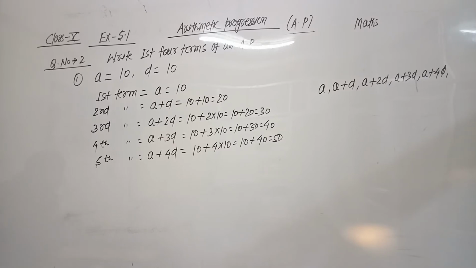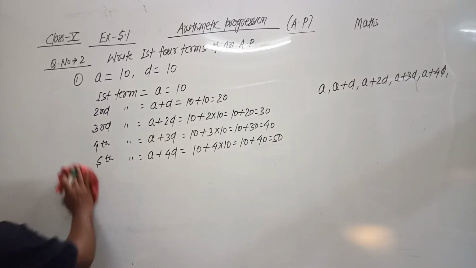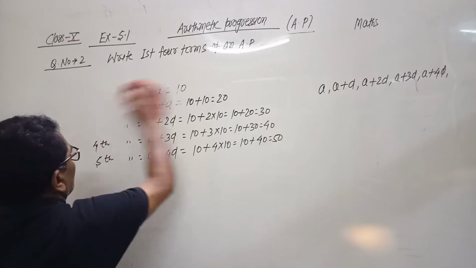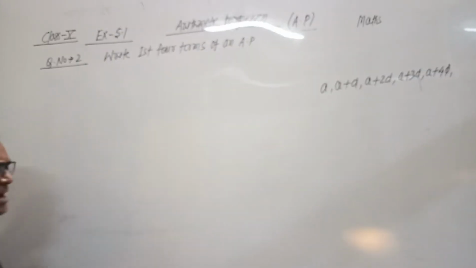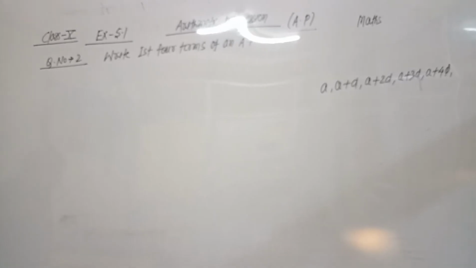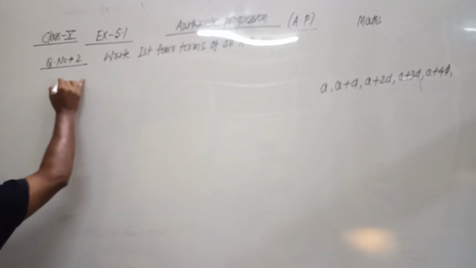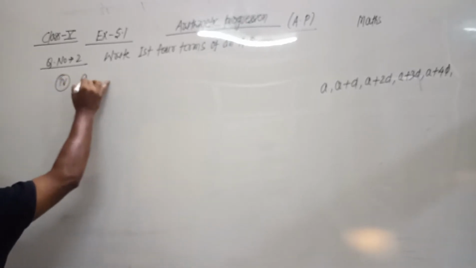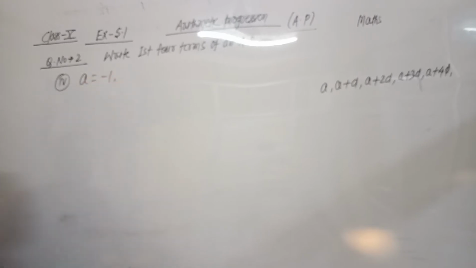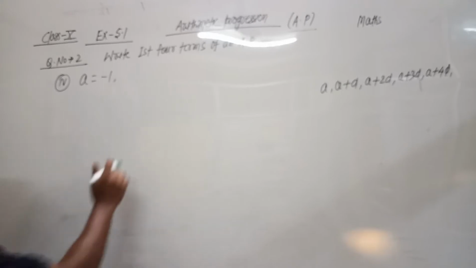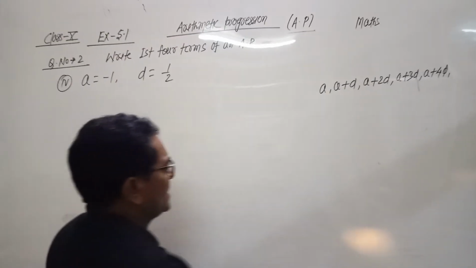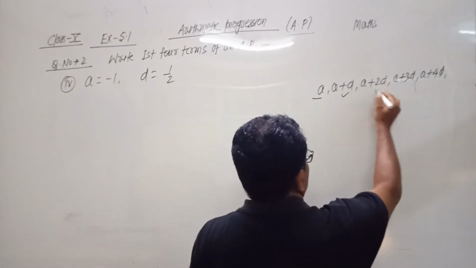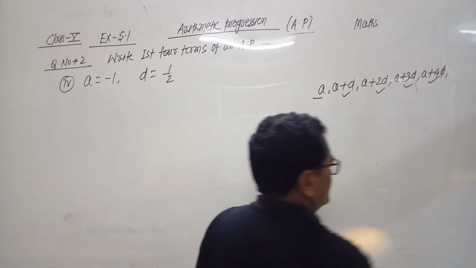See part 4 of question number 2. A equals minus 1 and D equals 1 by 2. So we have been given the first term. We have to write the next four terms.